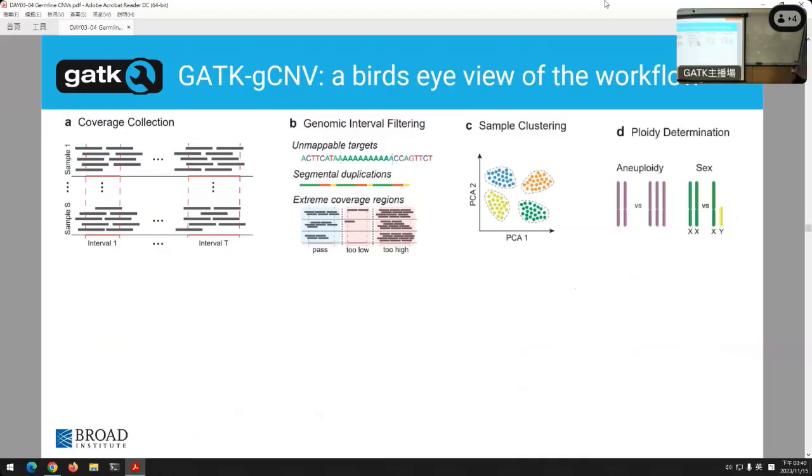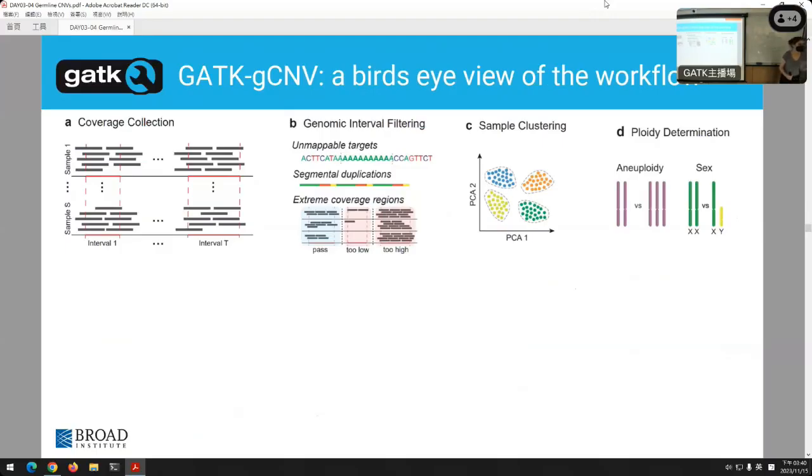Next, we determine the ploidy. How many copies of each chromosome does each sample have? In humans, we would normally expect all of the chromosomes to have copy number 2, but in this step you might find aneuploidies, where you might have 3 copies of an entire chromosome, for example. This is also where we determine the copy number on X and Y.